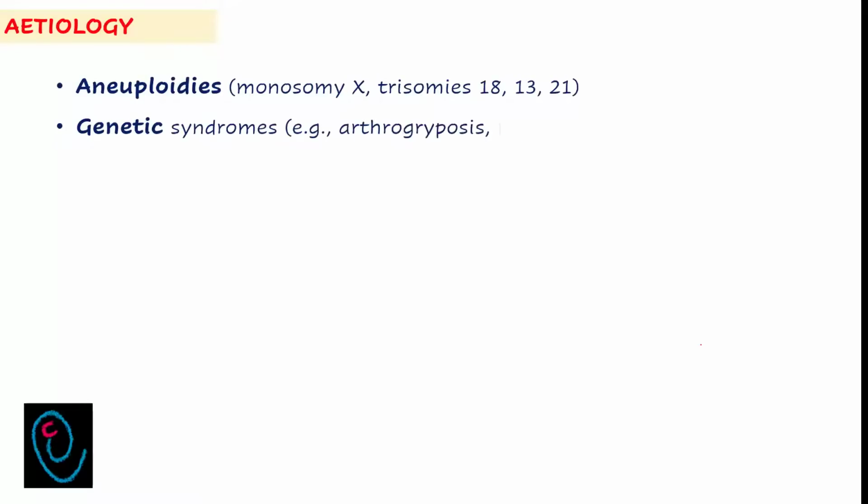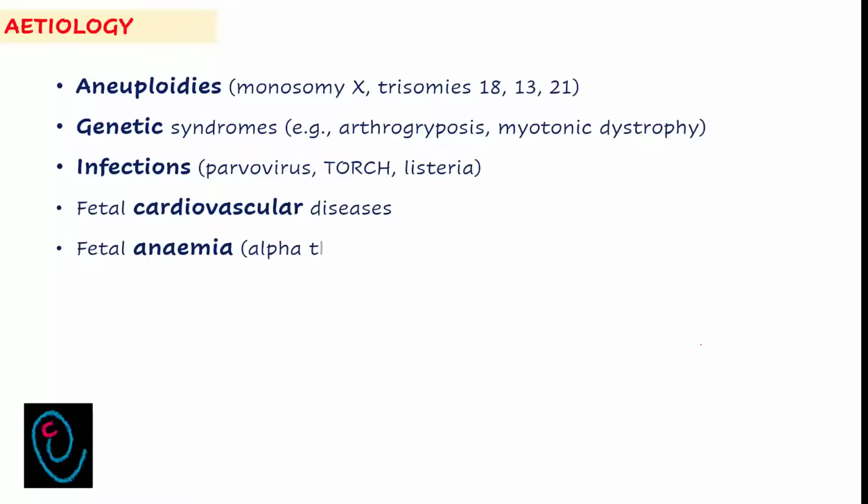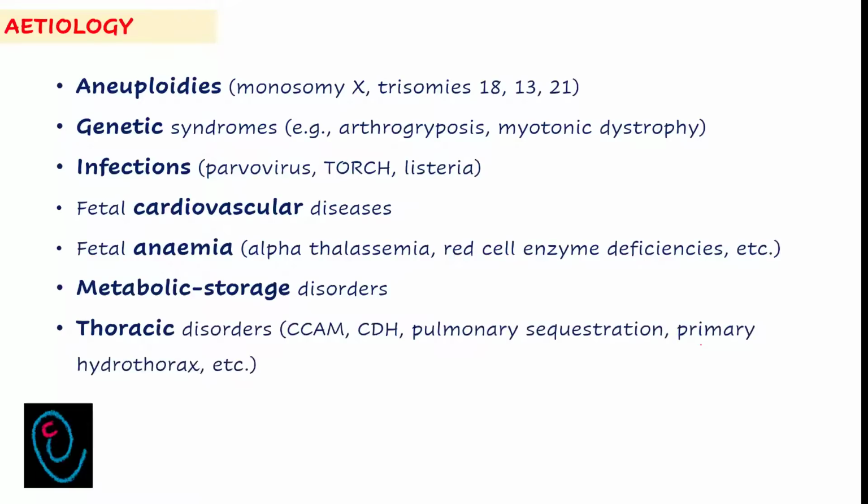Non-immune hydrops occurs due to many maternal and fetal causes. This includes aneuploidies such as monosomy X or trisomies, genetic syndromes, for example, arthrogryposis or myotonic dystrophy, infections, for example, parvovirus B19, toxoplasmosis, listeria, fetal cardiovascular disease, fetal anemia, metabolic storage disorders, or thoracic disorders such as CCAM, CDH, pulmonary sequestration, and primary hydrothorax.